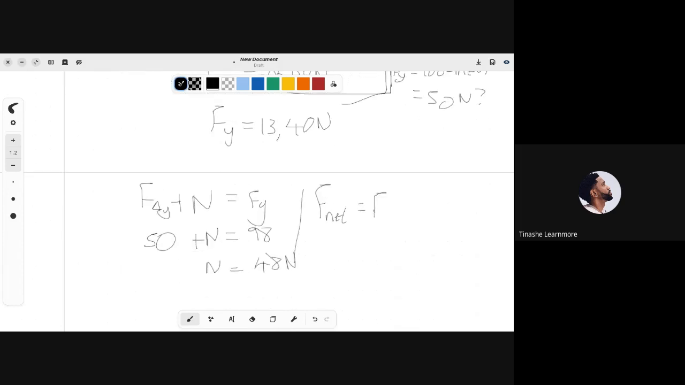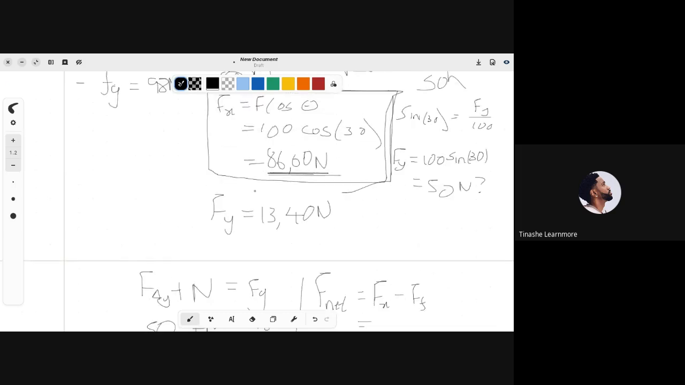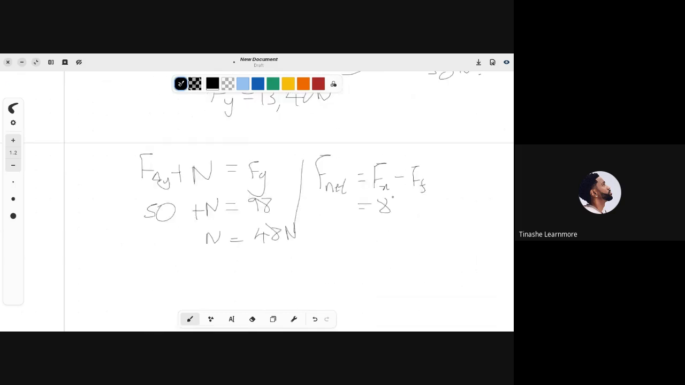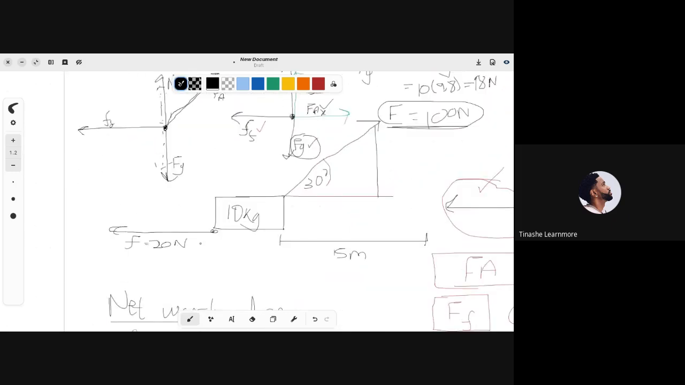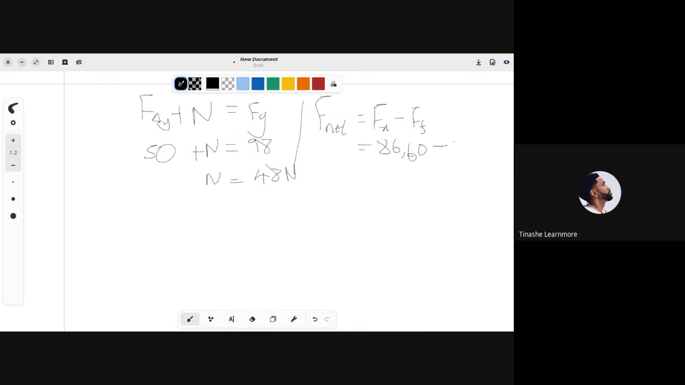So this will essentially be the X component of the applied force minus friction. The X component of the applied force we got 86.60, like so, minus friction. Friction was given to be 20 newtons, so I'm going to take the 20 newtons as is. And then we do the math. 86.60 minus the 20 newtons should give us around 66.6 newtons.